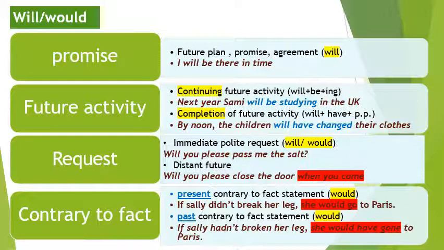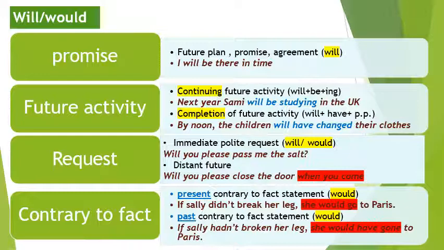This is for promise. As to future activity, here you need to pay attention because you are using will, not would. And there are two types of future activity: either a continuing future activity, the structure is will plus be and the -ing form, and I think you studied this. It's the future continuous. Next year, Sami will be studying in the UK. So next year, he will be doing his studies. It will be continuous in the future.